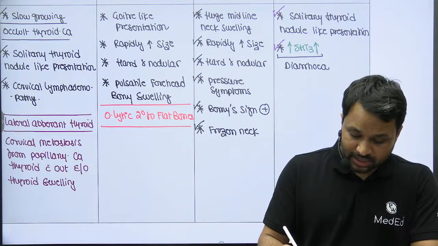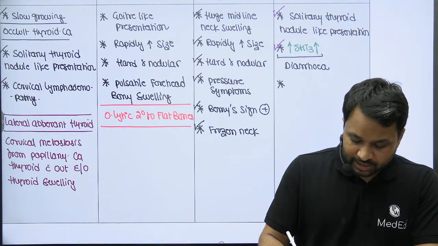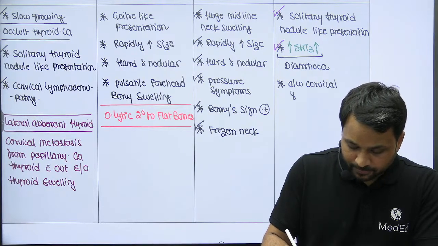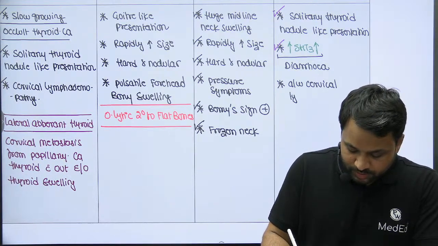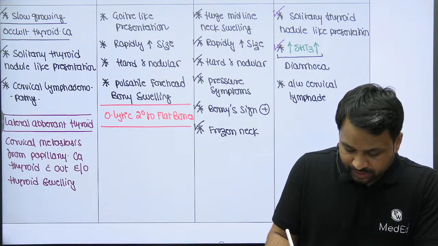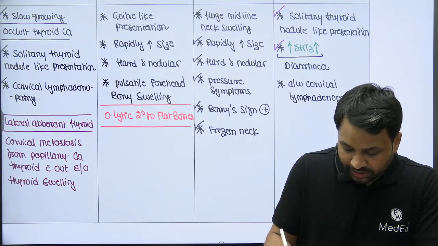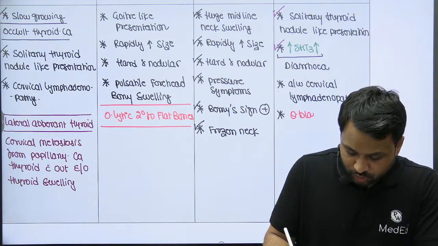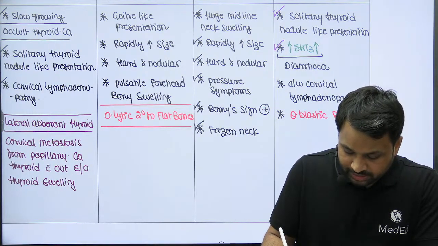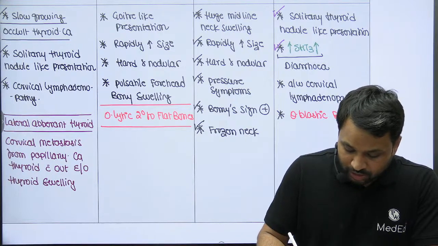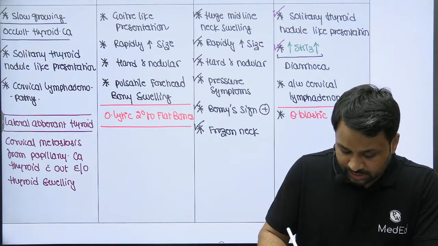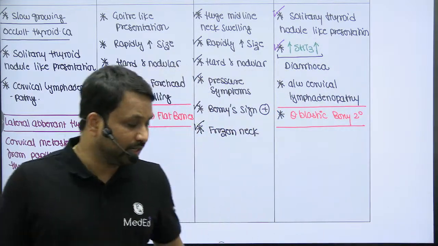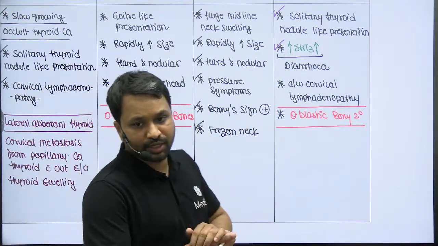Because these are also known to spread via lymphatics, they can also be associated with cervical lymphadenopathy. And more importantly, they can also be associated with bony secondaries, but here they will be osteoblastic. So your follicular cancer thyroid is associated with osteolytic secondaries, whereas your medullary cancer thyroid is associated with osteoblastic secondaries. Okay?